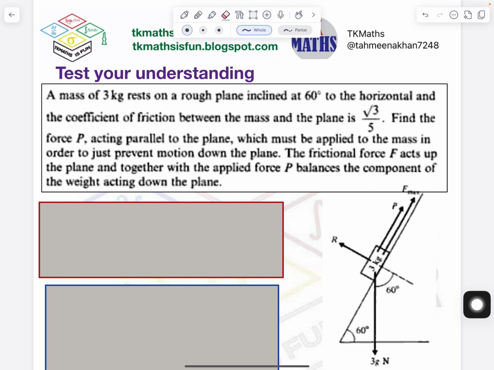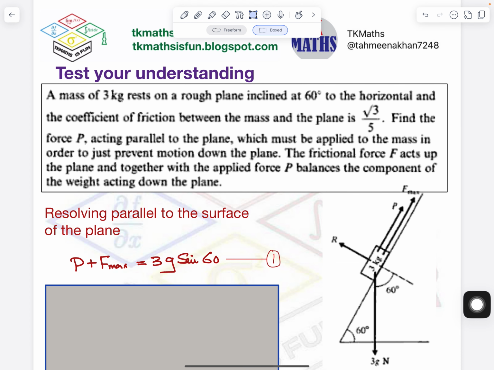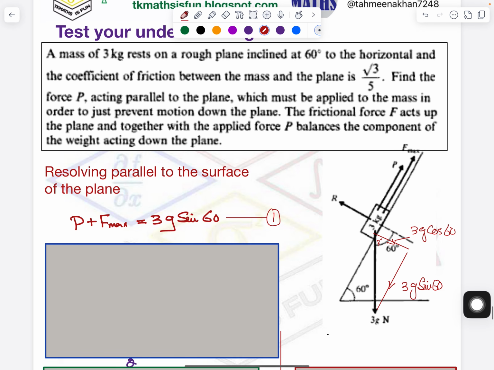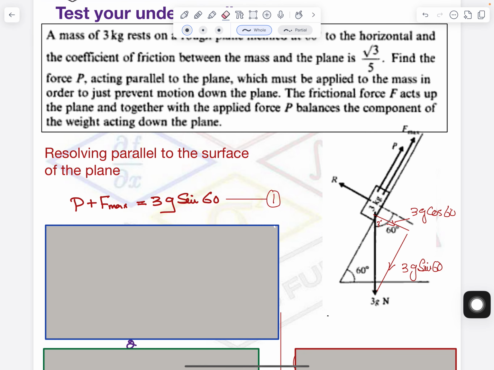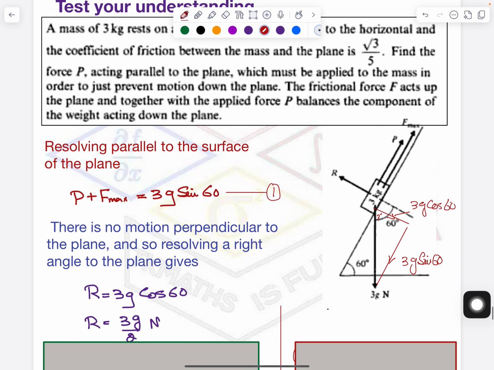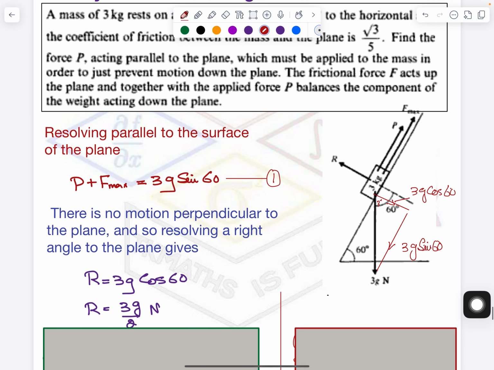Same thing, we will resolve parallel to the plane first. If you want to resolve this due to weight, it will be like this. This is parallel to the plane, which is 3g, because this angle is 60 degree, 3g sine 60, and this will act downward, it will be 3g cos 60. Okay, so now after that I will resolve perpendicular to the plane, which is R equals to 3g cos 60, right?